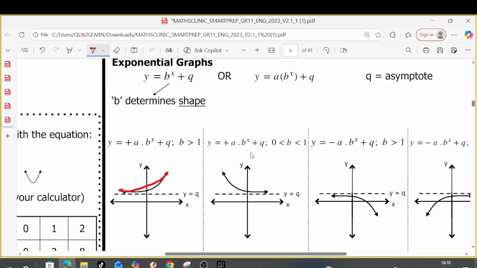And if B is between 1 and 0, your graph will look like this. Most of the time you'll find your B to be a fraction. If it's 1 over 3 to the power x, your graph will look like this. And if it's greater than 0, it will look like that. So otherwise our graph is correct.